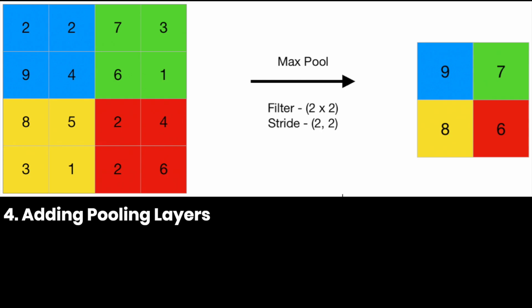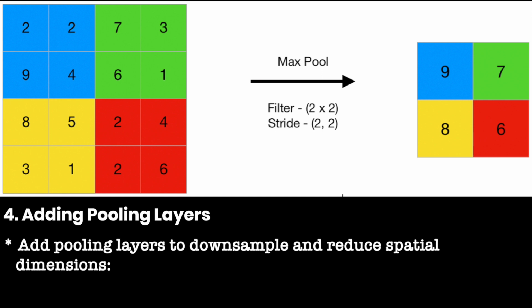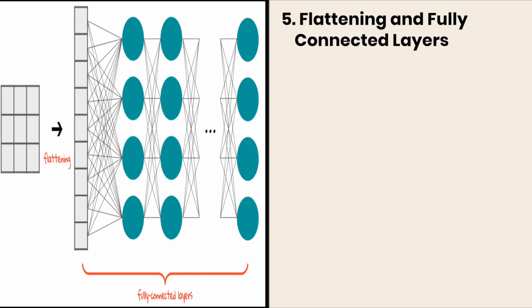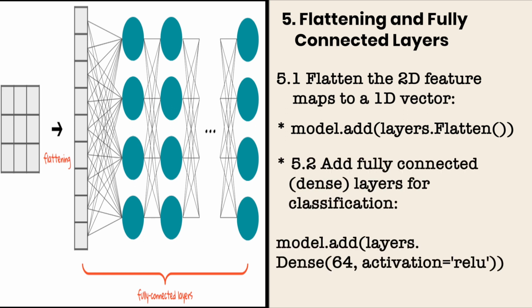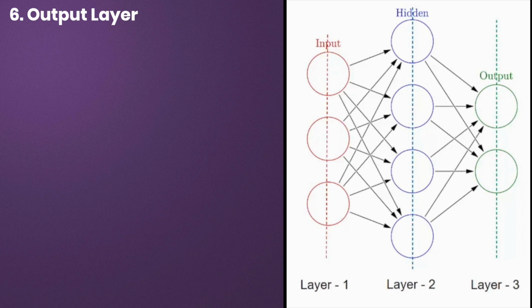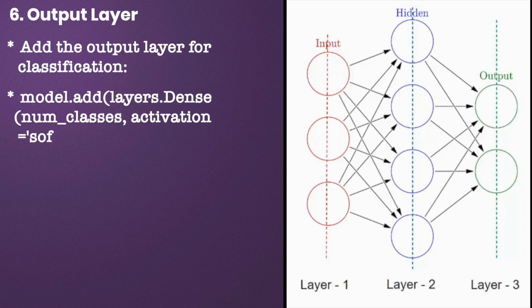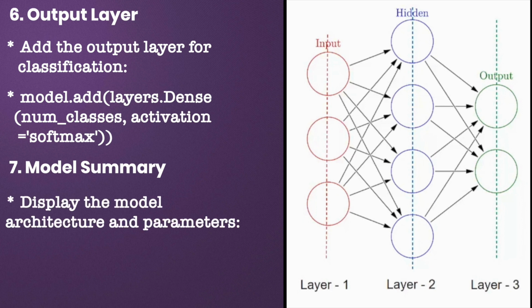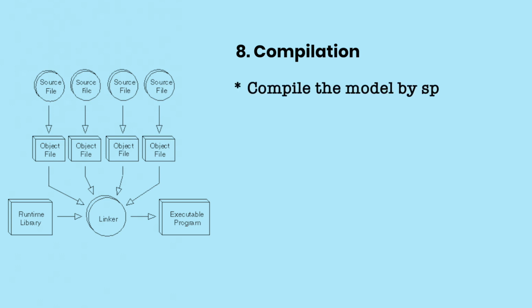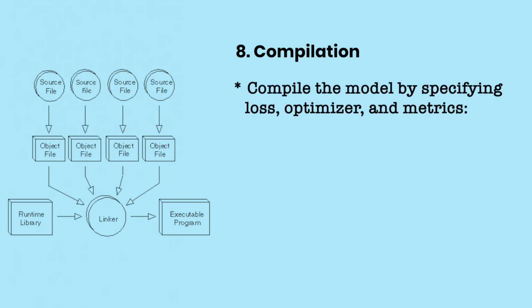Adding pooling layers. Add pooling layers to downsample and reduce spatial dimensions. Flattening and fully connected layers. Flatten the 2D feature maps to a 1D vector and add fully connected layers for classification. Output layer. Add the output layer for classification. Model summary. Display the model architecture and parameters. Compilation. Compile the model by specifying loss, optimizer and metrics.